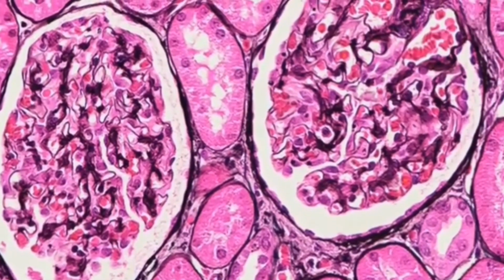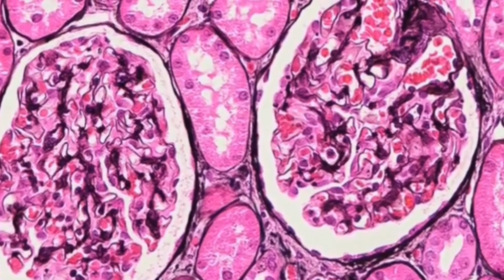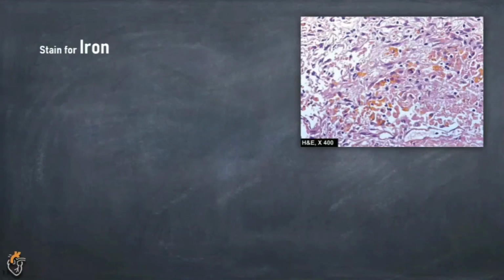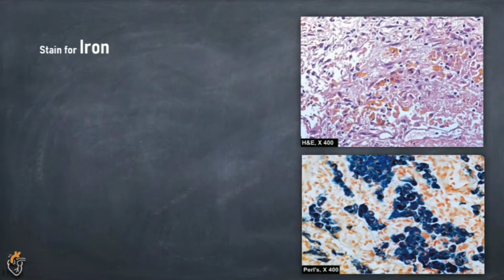In this lecture, we will discuss some special stains which are commonly asked in examination, as I have made this lecture for my students. So the first stain we want to discuss here is the stain for iron. As you can see, this image is stained with the hematoxylin and eosin. The iron deposits are shown as golden yellow.